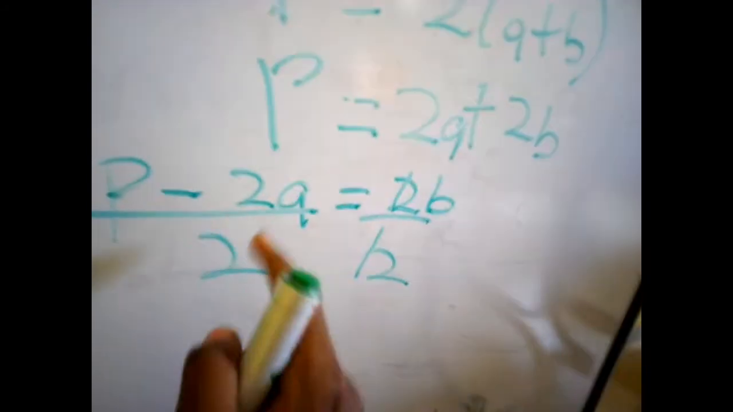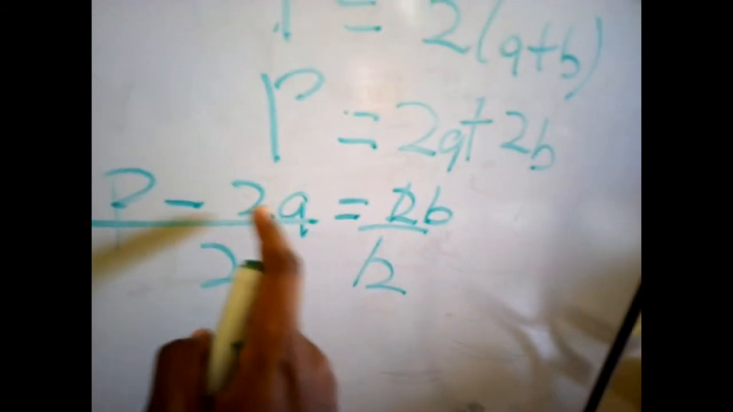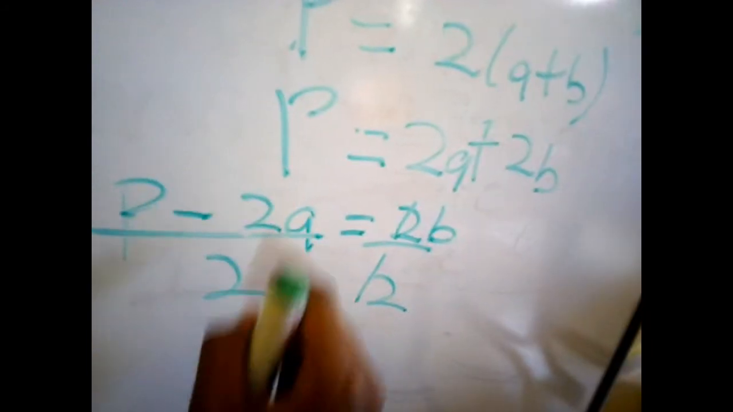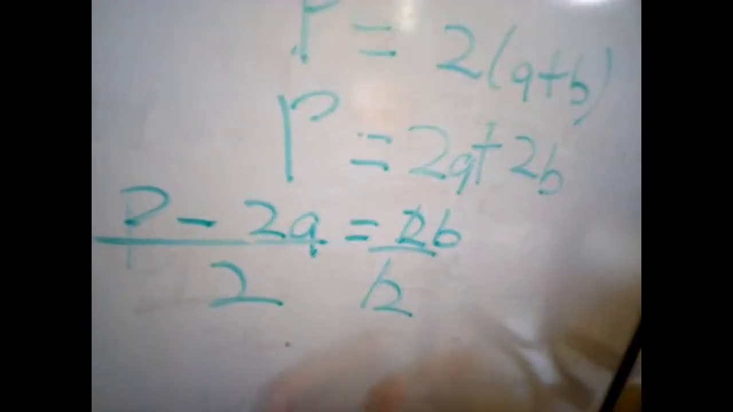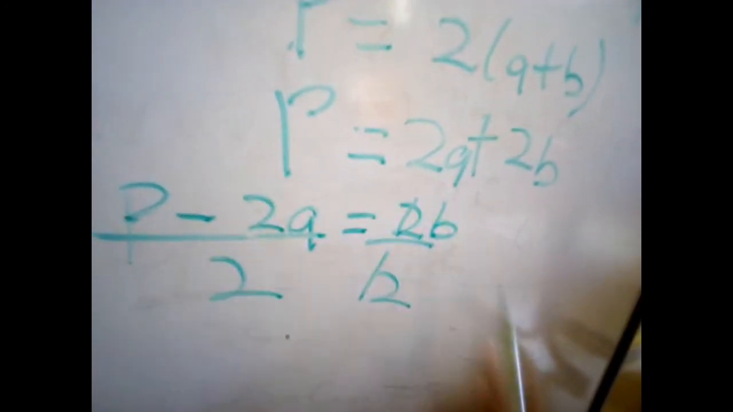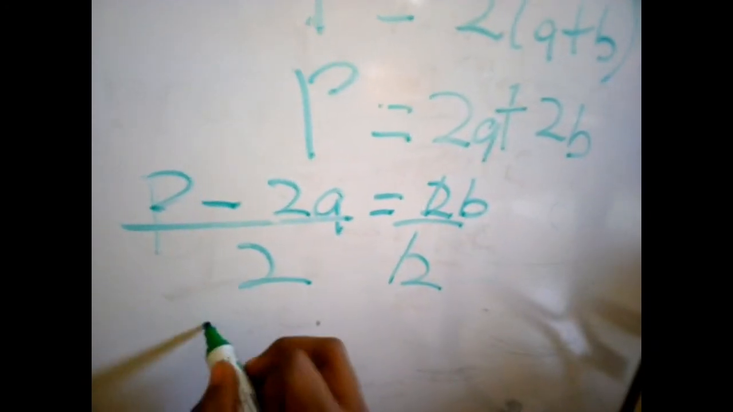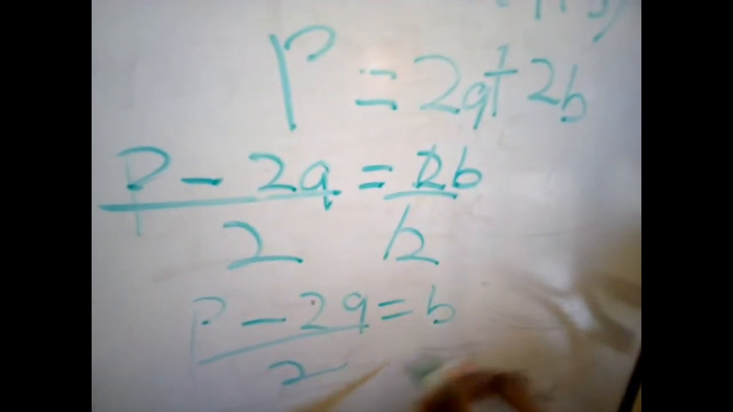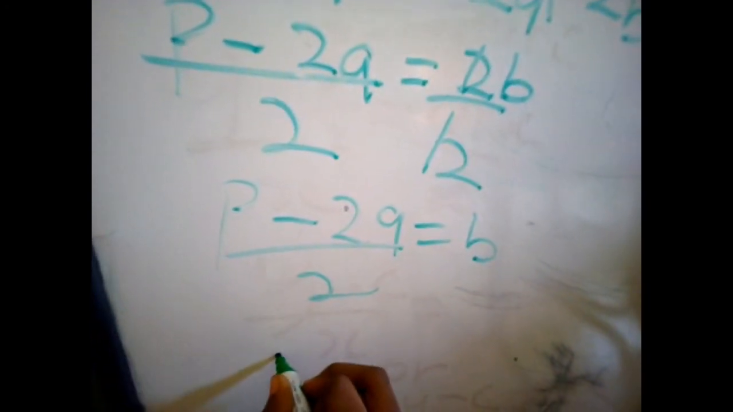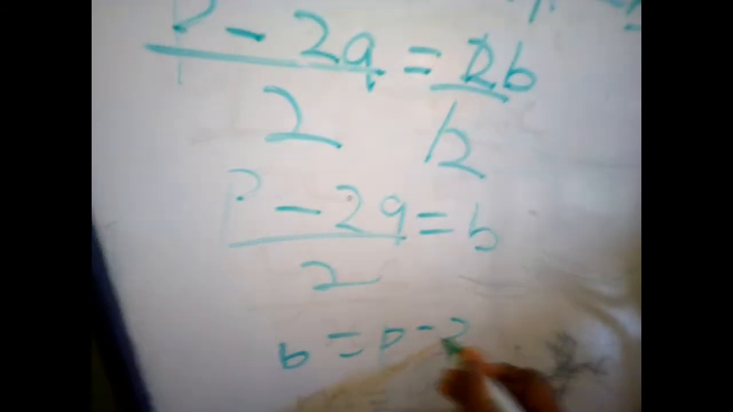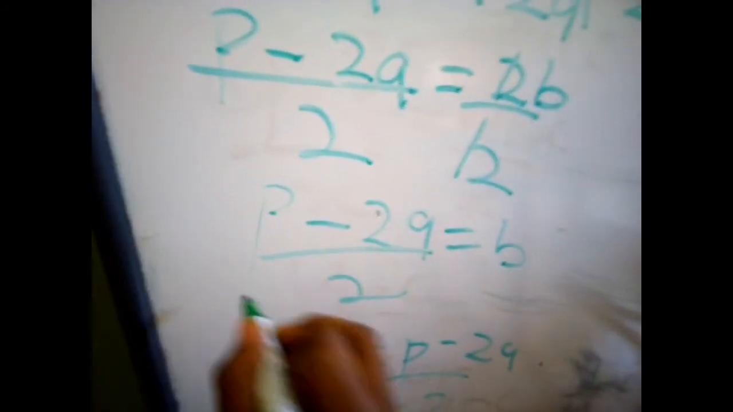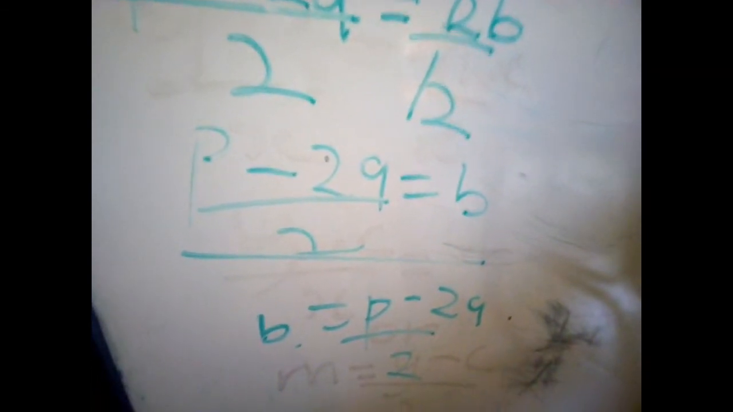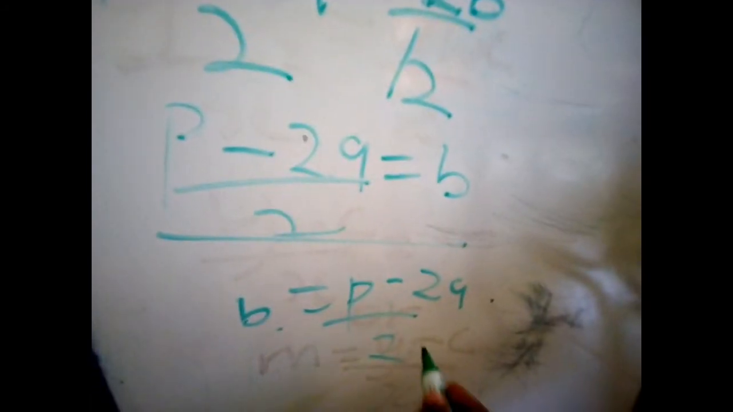Remember, this 2 will not cancel this 2 because this and this are together. So you can't just cancel this with this. Don't think that because here is 2 and here is 2, you're going to just cancel them out. You can't do that because they're together as one digit. So it's going to be P minus 2A over 2 is equal to B, which when you turn it the other way around, you can get B equals (P minus 2A) over 2. This is also correct. So it's the same. You've made B the subject of the relation, making your answer correct.